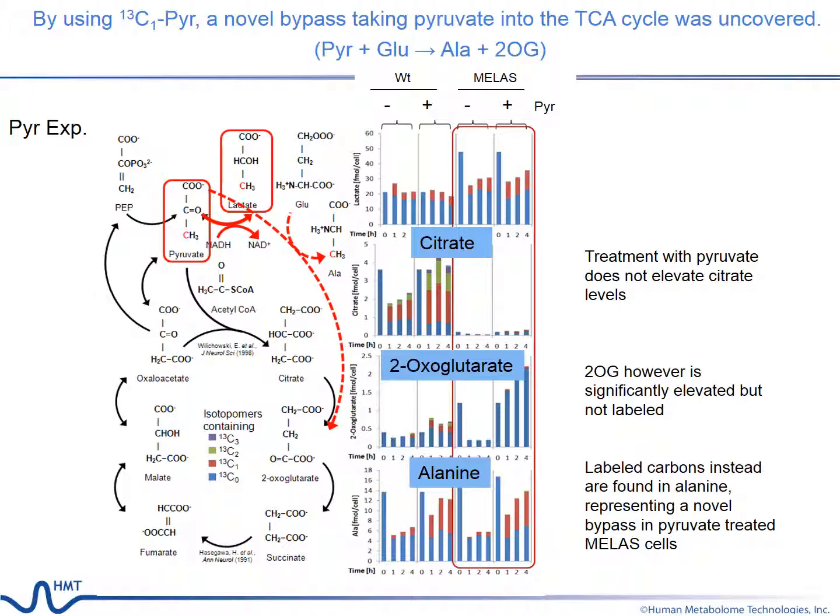Using C13 labeled pyruvate, the authors showed that the added pyruvate was not converted directly into citrate, but instead the label was detected in alanine, along with an increase in unlabeled 2-oxoglutarate levels, suggesting that the alanine transaminase was activated with pyruvate treatment. 2-oxoglutarate can then go on to stimulate the TCA cycle, thus alleviating many of the symptoms associated with MELAS that simply removing lactate cannot.